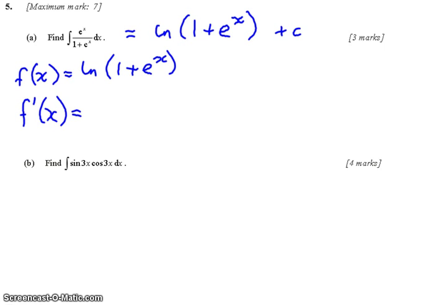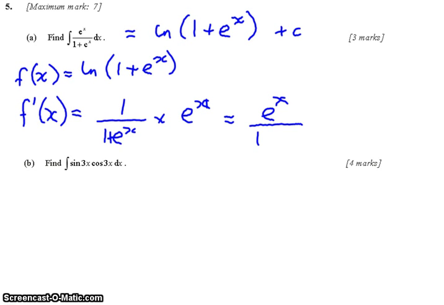Well, with the chain rule, we differentiate the whole function, and it becomes 1 over 1 plus e to the power of x times by the derivative of the inside of the function. Differentiate the 1, it disappears. Differentiate the e to the power of x, it stays e to the power of x. So this particular function does differentiate to e to the power of x over 1 plus e to the power of x, which is what we wanted with our original equation, which means our answer here was correct.